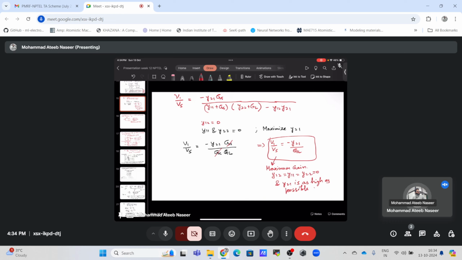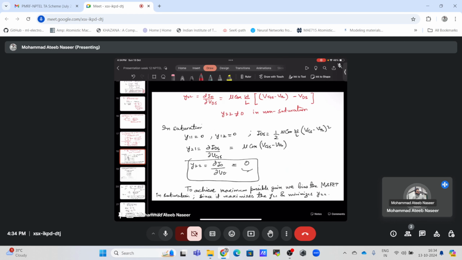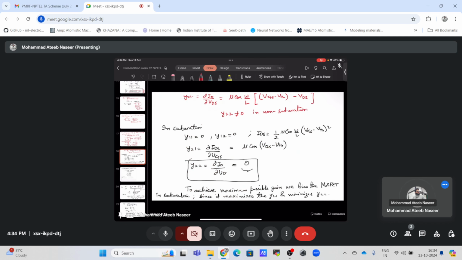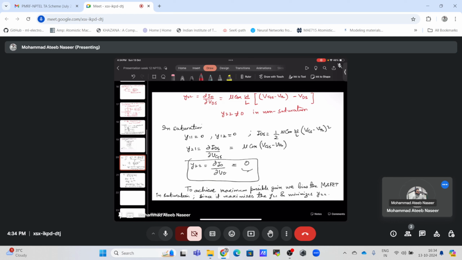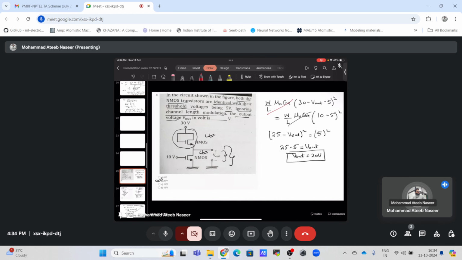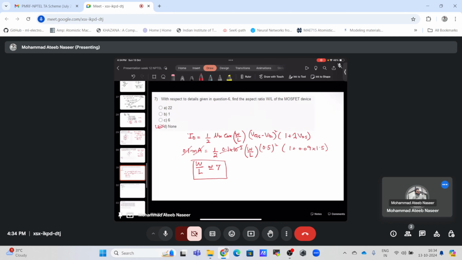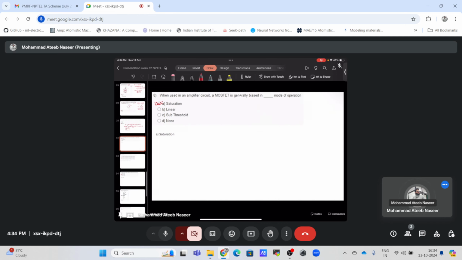So we tried to maximize this gm, the y21 for the MOSFET, and we found that in the saturation region gm has its maximum value, and for that case y22 will be 0. That is the ideal case. Ideally it will have some resistance associated with it, but in saturation it will be minimal. Then we solved the problems associated with the small signal model.